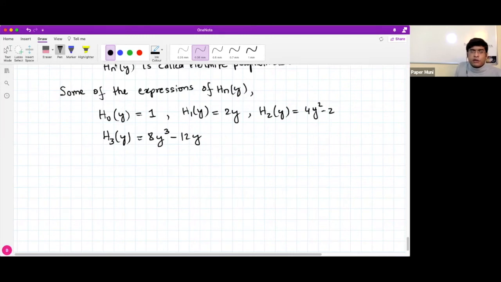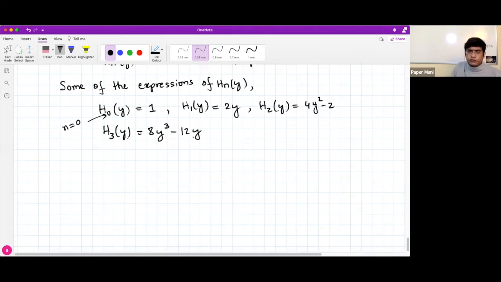One thing you can notice is that the n equal to zero value of the Hermite polynomial is a constant, one. Then n equal to one is 2y. Now we are getting the polynomial. For n equal to two, we have a quadratic, the second power of y. For the third one, you have the third power as well as a single power. This is the form you get, keep getting higher and higher order polynomials.